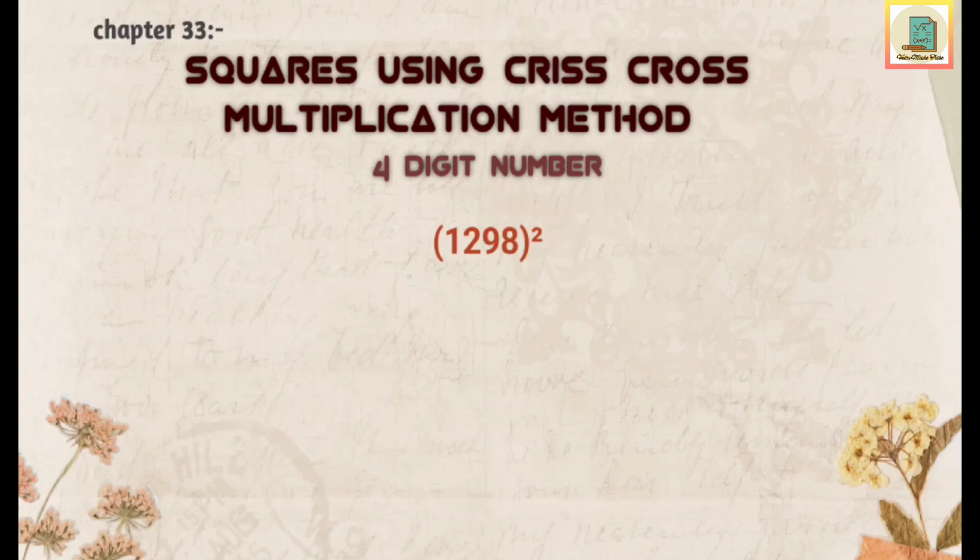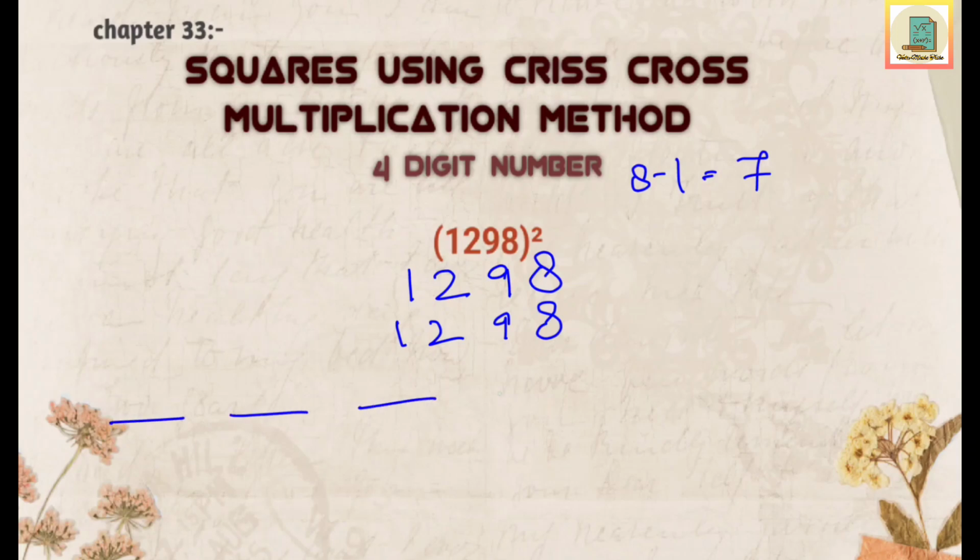Now let's find out the square of a 4-digit number. So here let's arrange the digits like this: 1298 and 1298. So here the total number of digits are 8 minus 1 we get 7. So we will make the 7 partitions: 1, 2, 3, 4, 5, 6, 7.